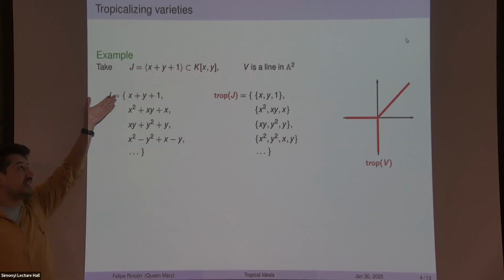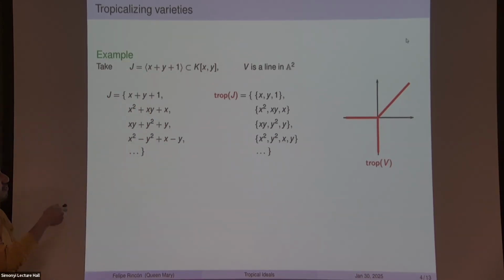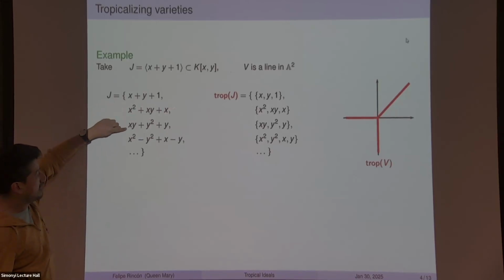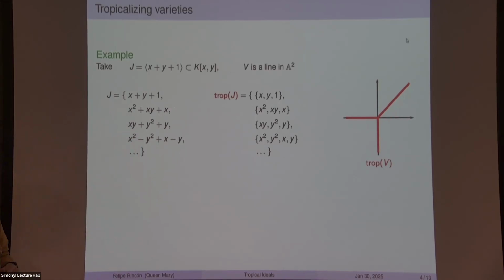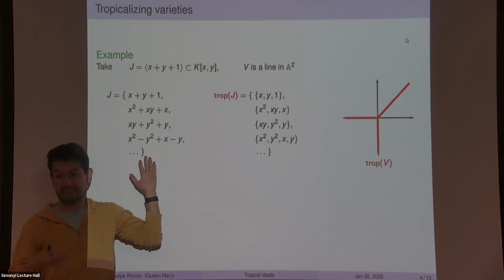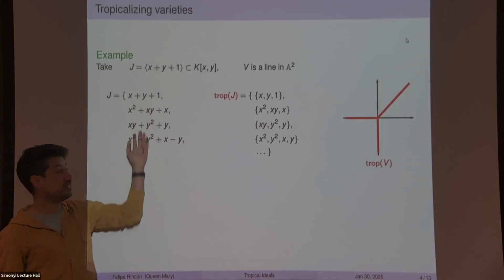So as an ideal, the classical ideal that defines the line is the generator, but also all the multiples of the generator. So for instance, x times the generator, y times the generator. You have things like, for example, this one minus that one, and then you get this one here, and of course, all multiples. Then the thing that I'm calling the tropicalization of the ideal is looking at the supports of all these polynomials.